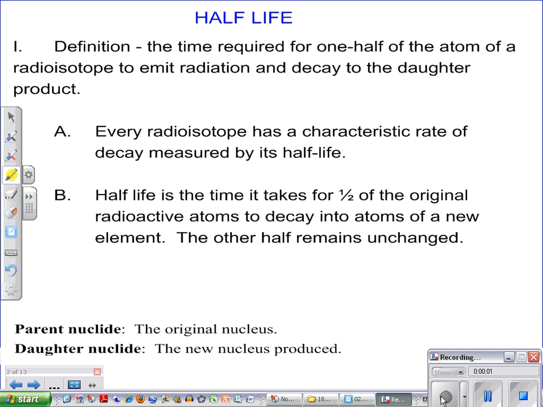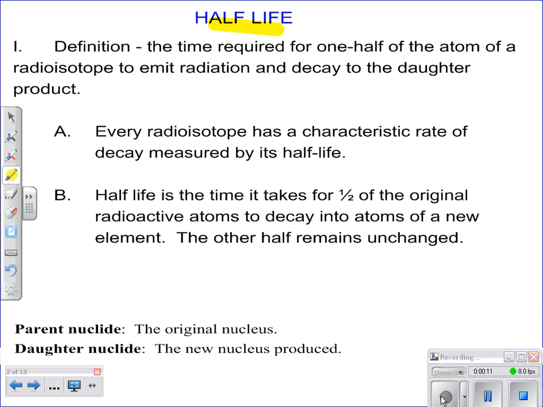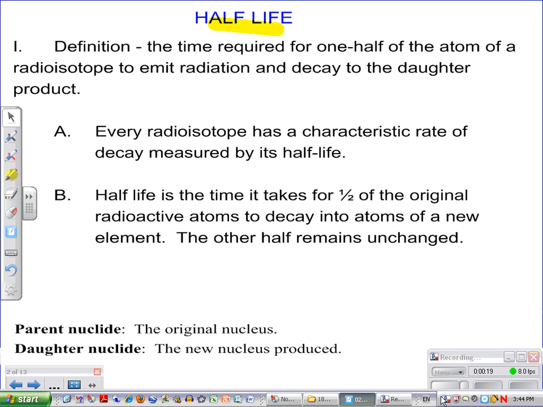Okay, half-life is the amount of time required for one half of a radioisotope to decay to its daughter product. So you should be familiar with the definition for half-life. And we've got quite a few notes here. It says every radioisotope has a characteristic rate of decay measured by its half-life. So that's important. It's a characteristic rate.